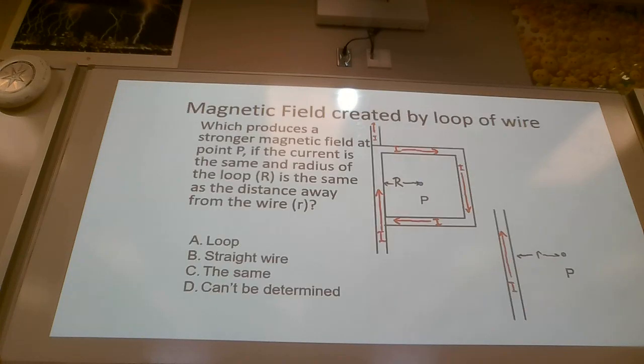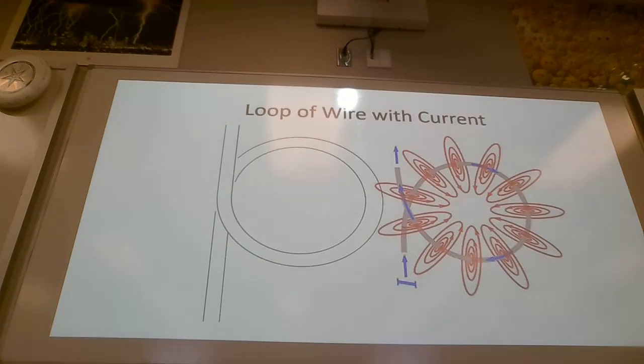Now, we don't usually make square loops. That was just for your convenience. Usually it's just a circle. We'll get a really strong magnetic field in there. That's a crazy cool concept. Like, boop, strong magnetic field.